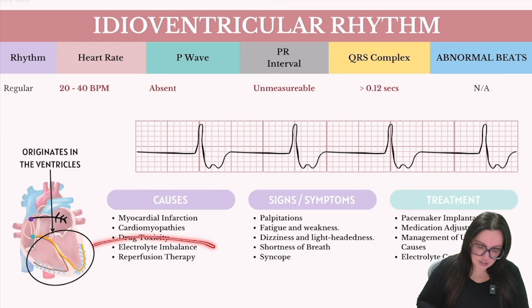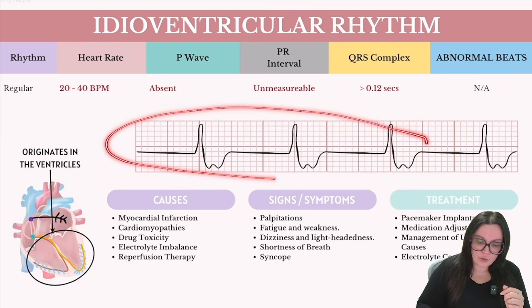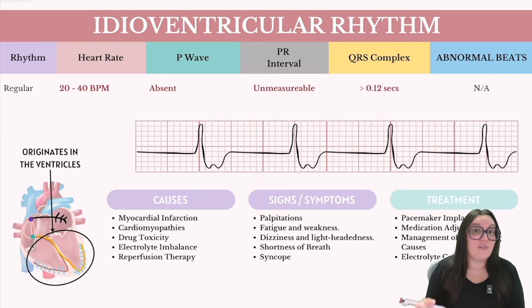We also have electrolyte imbalances. So if the electrolyte imbalance is severe enough, especially when it comes to our potassium, our calcium, and our magnesium, it's ultimately going to affect the conduction of our heart. And then lastly, reperfusion therapy. This is huge.